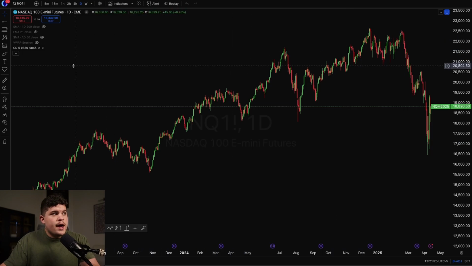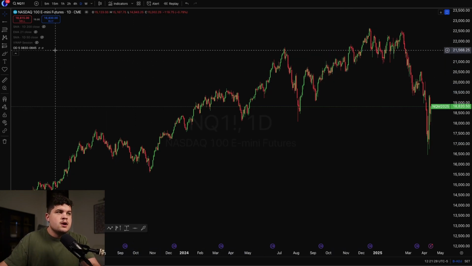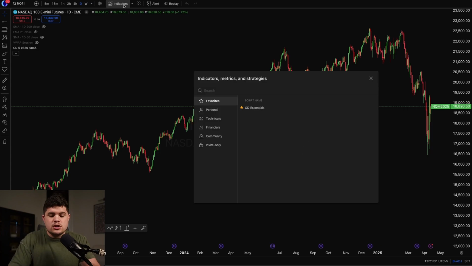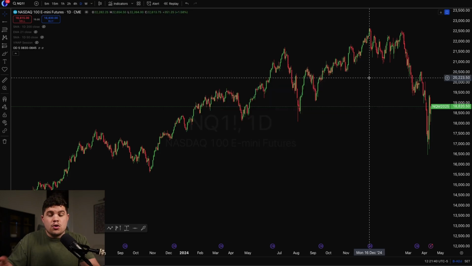Indicator wise, what I want to have is the opening range breakout, which we've already gone into in my previous video. You can also type that into your indicators, type in ORB, and I believe it's the one right here, the 15-minute opening range. You can delete the extra stuff, but that's going to be it right there. We'll go into that here in a second.